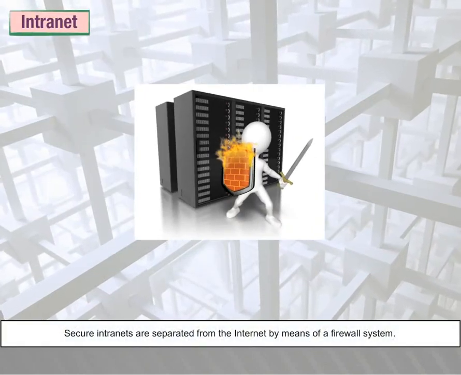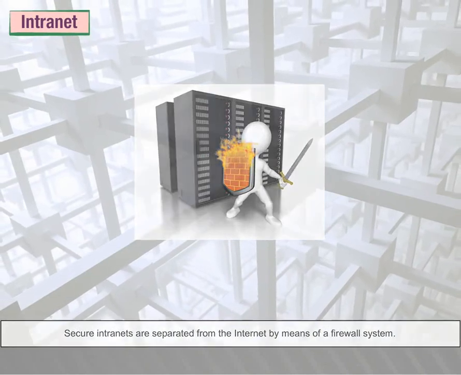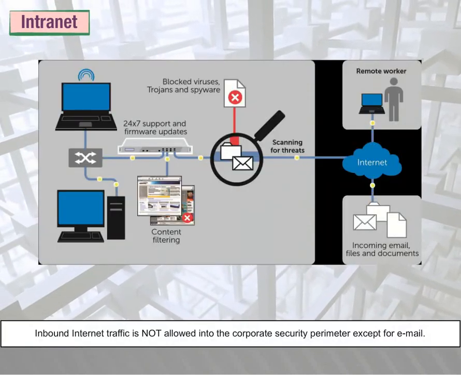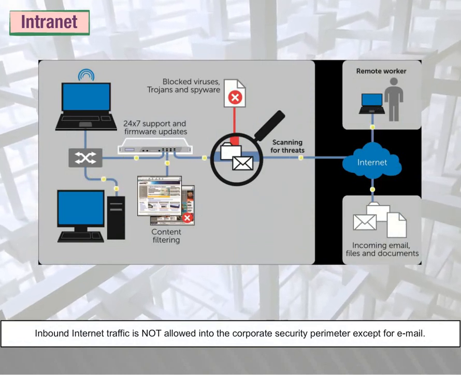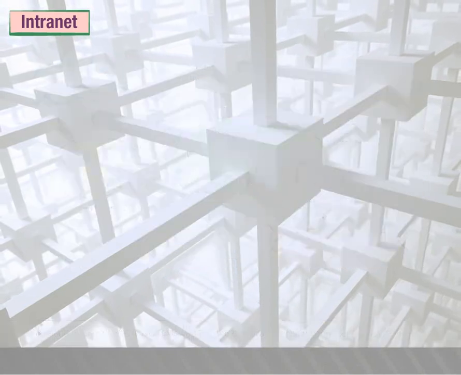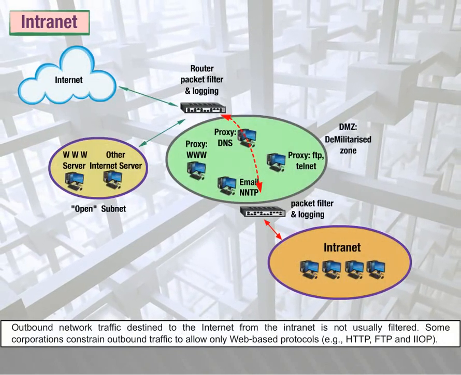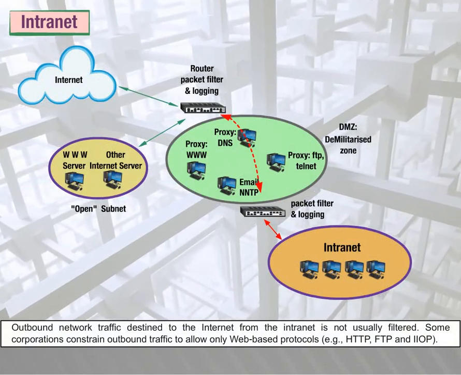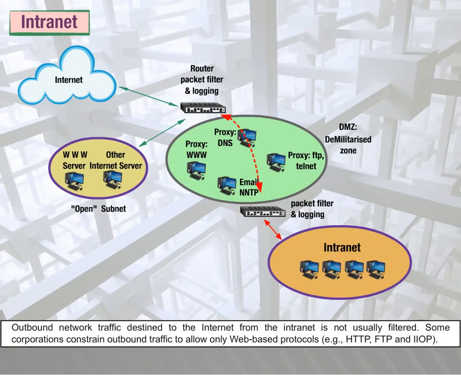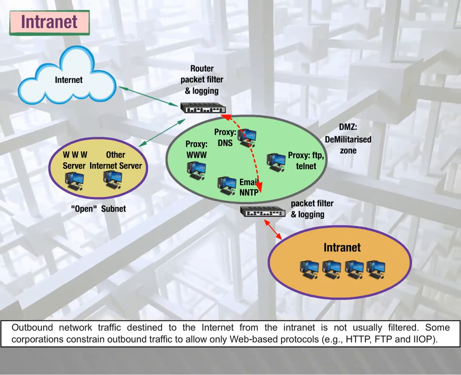Secure intranets are separated from the internet by means of a firewall system. Inbound internet traffic is not allowed into the corporate security perimeter except for email. Outbound network traffic destined to the internet from the intranet is not usually filtered. Some corporations constrain outbound traffic to allow only web-based protocols, for example, HTTP, FTP, and IIOP.